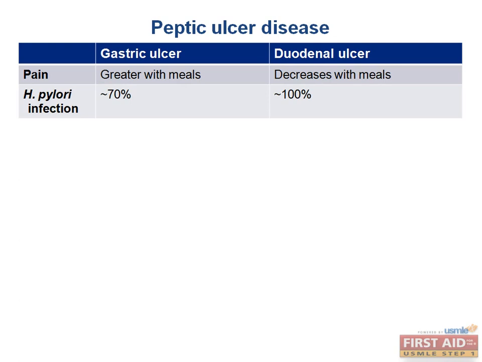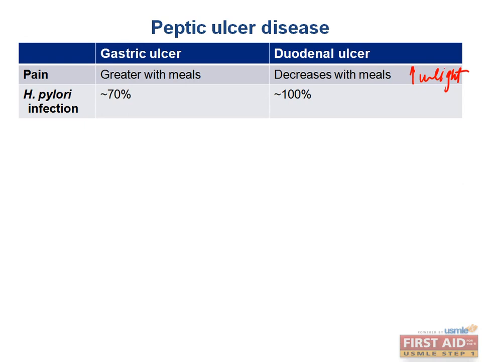H. pylori is commonly involved, around 70% of cases in gastric ulcers, but chronic NSAID use is also an important factor. These patients have a positive urease breath test. Duodenal ulcers have decreased pain with meals, so these patients often gain weight. In 90% of cases, ulcers are found in the proximal duodenum.